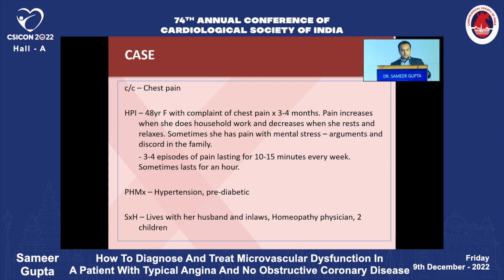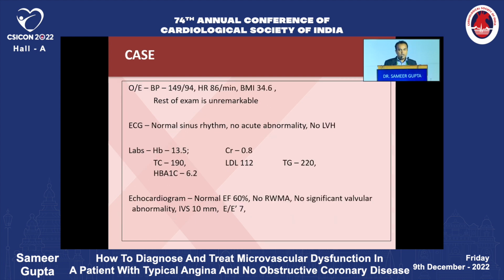Her past medical history is significant for hypertension. She is a pre-diabetic. She lives with her husband and in-laws, and she's actually a homeopathy physician. She has 2 children. On exam, blood pressure is a little bit high. She is obese. Her BMI is 34. The rest of the exam is, for the most part, unremarkable.